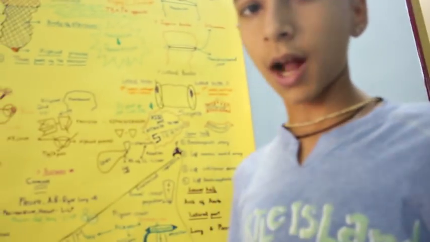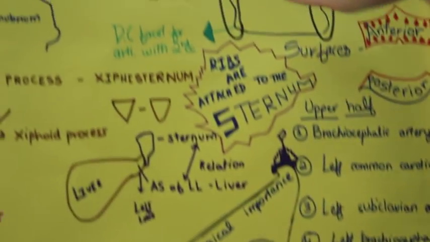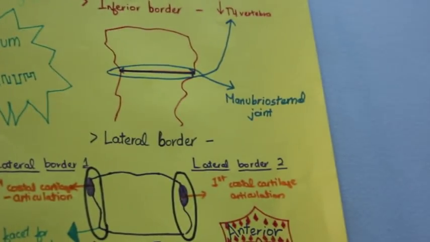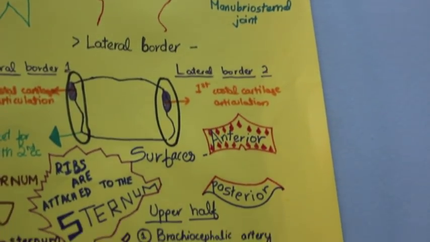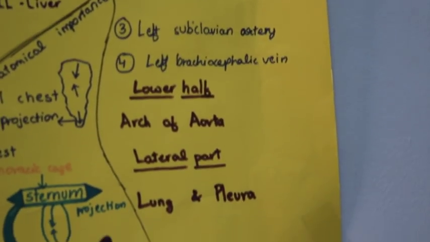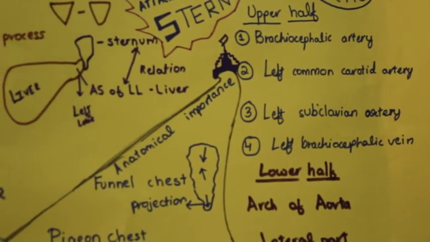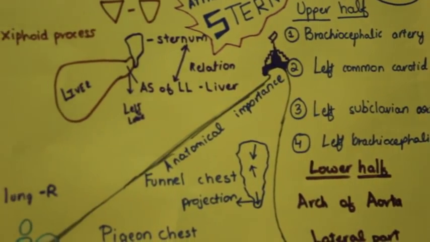So it's a very important artery that comes from the heart and goes throughout the head and also connects to the lung. The left common carotid artery on the upper half, the left subclavian artery, and the left brachiocephalic vein. So these are the important relations of the upper half of the posterior surface of the manubrium.